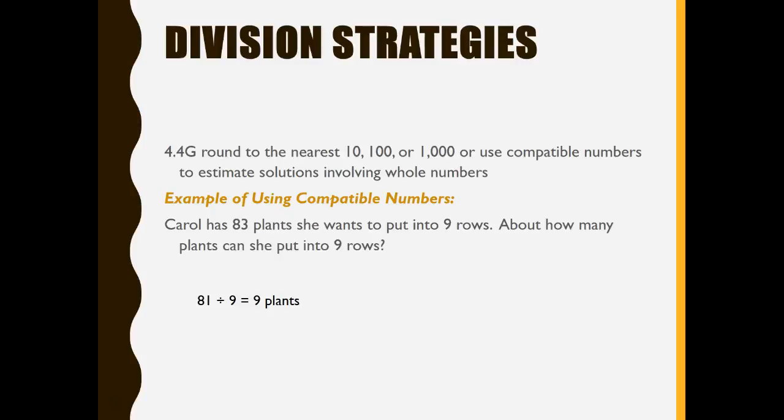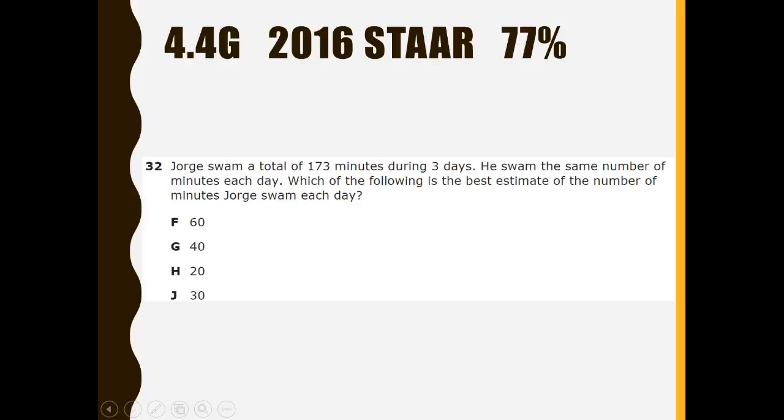Now, another part of 4.4G is using compatible numbers to estimate solutions. So here's an example of using compatible numbers. Carol has 83 plants she wants to put into 9 rows. 83 is not a friendly number. So we can round it to 80, but still that's not a friendly number. So a friendly number that would be compatible to 9 would be 81. So 81 divided by 9 equals 9 plants. And that's the closest answer we can get, and that's by using compatible numbers.